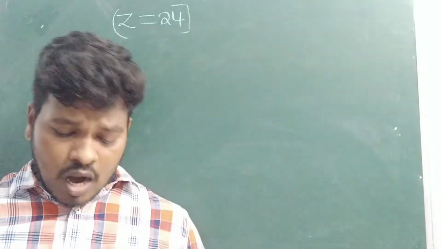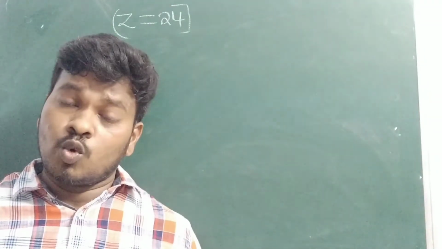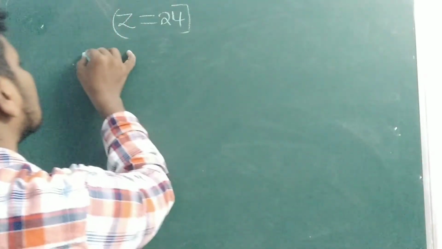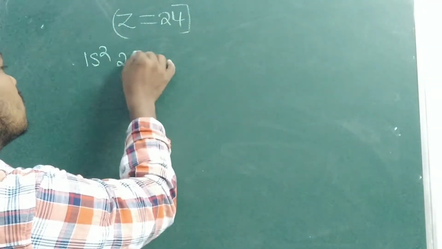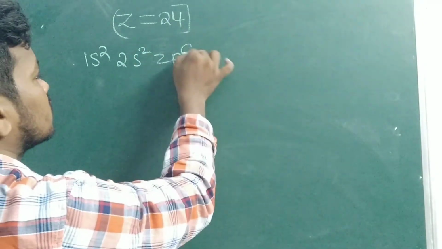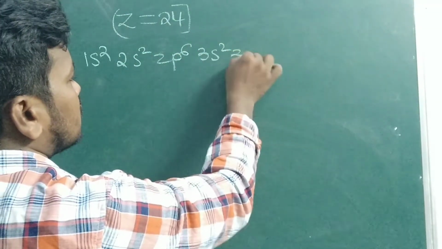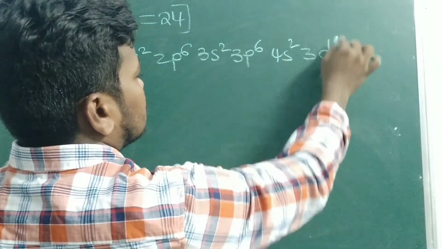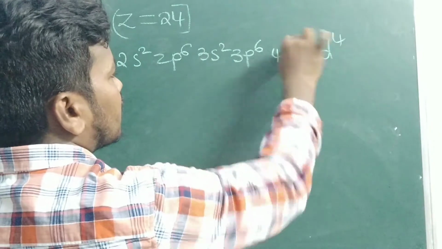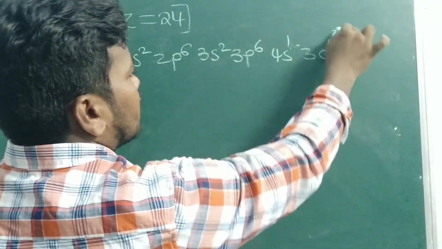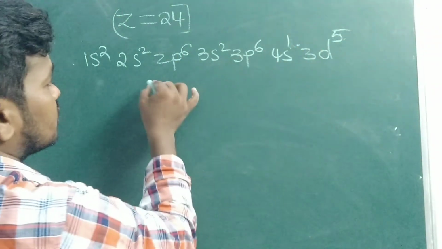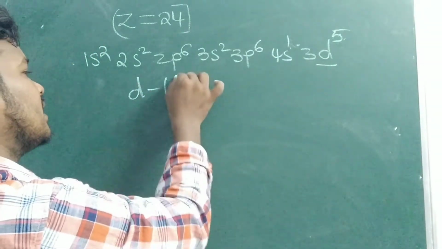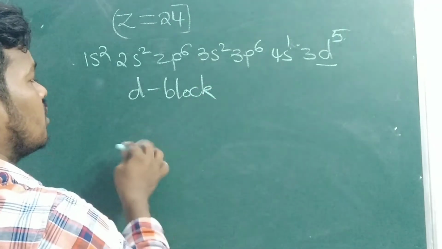Next, find out the group, period and block for atomic number 24. First write the electronic configuration: 1s2, 2s2, 2p6, 3s2, 3p6, 4s2, 3d4. This is the exception case, chromium, so it becomes 4s1, 3d5 automatically. The last electron enters into the d subshell, so it belongs to the d block element.